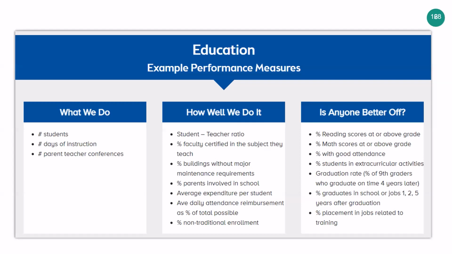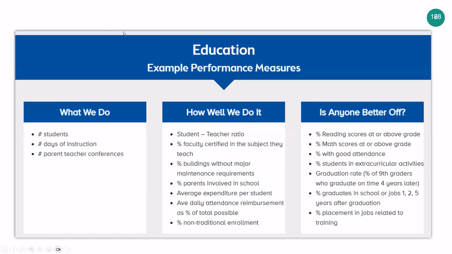So again, those are examples of how much and how well, but the most important one, directly tied to education: percent of reading scores at or above grade level, percent of math scores at or above grade level, percent with good attendance, percent of students in extracurricular activities, the graduation rate, and ninth graders who graduated 4 years later, on time, and percent of graduates in school or jobs, 1 to 5 years after graduation, and the percent of placement in jobs related to training.